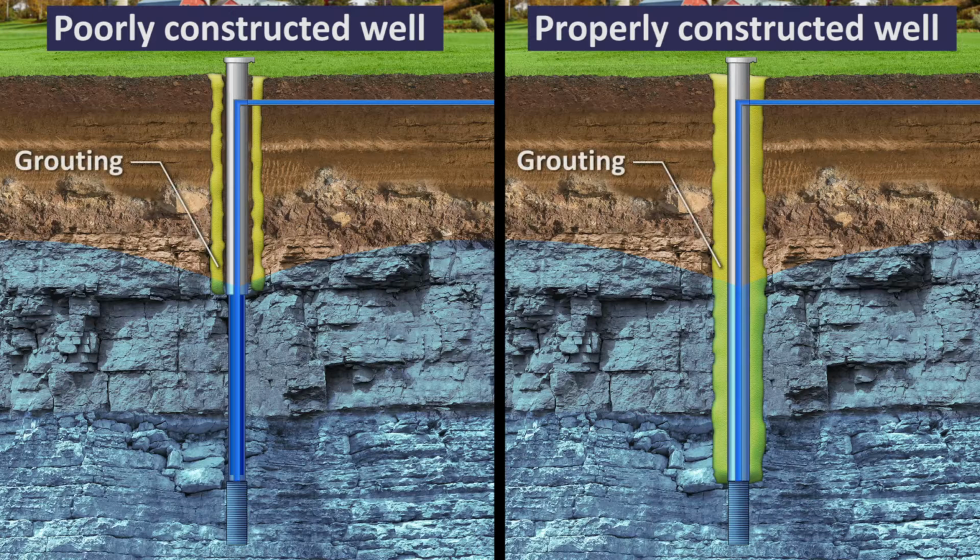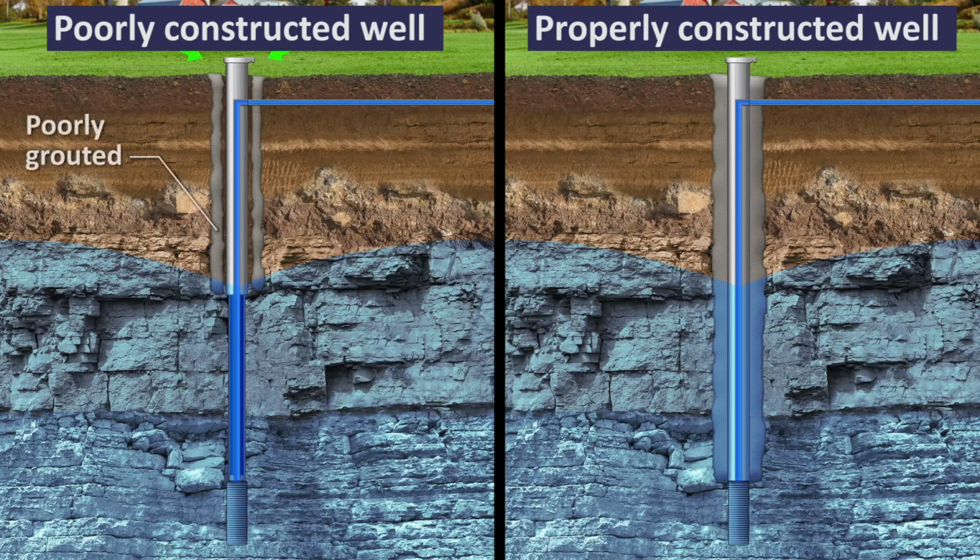Similarly, grouting is intended to fill any gaps between the casing and surrounding bedrock. The grouting for the well on the left has changed. It is now poorly grouted and a gap exists between the grouting and the casing. A poorly grouted well may allow water from the land surface to run down the sides of the well casing and directly into the well.